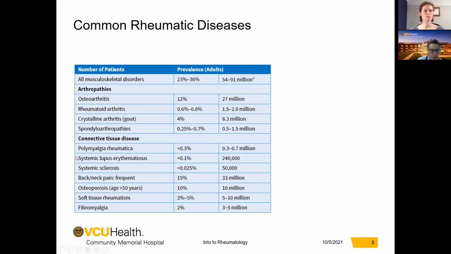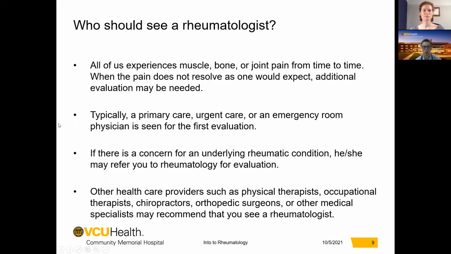Things like lupus, polymyalgia rheumatica, and scleroderma are a little bit less common. So when should you see a rheumatologist? Everyone has muscle, bone, and joint pain from time to time. When that pain doesn't go away or it continues to worsen, that's when it's worth thinking about getting something checked out.